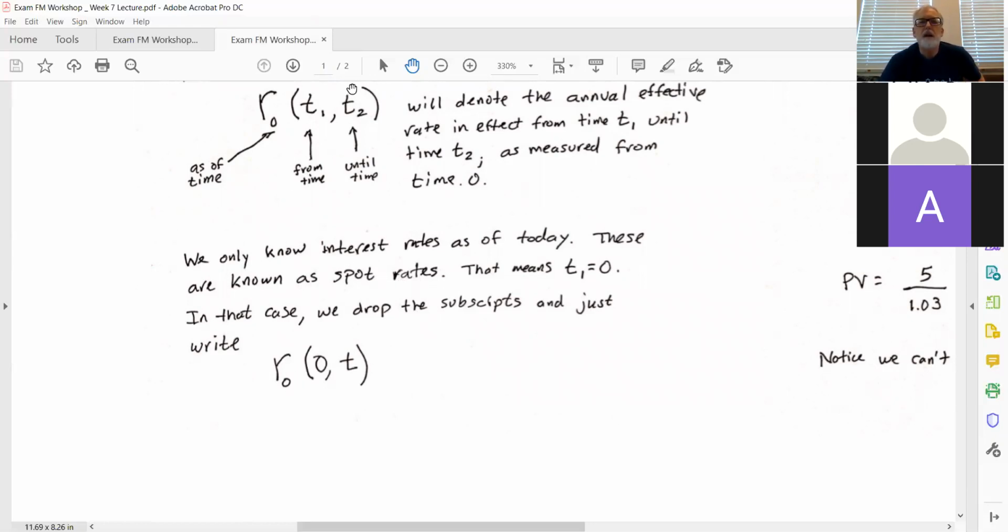If today's time is the first time, then that's a 0. If this is a 0, we don't need a subscript anymore. So this would be the interest rate from time 0 to time t as measured from today.